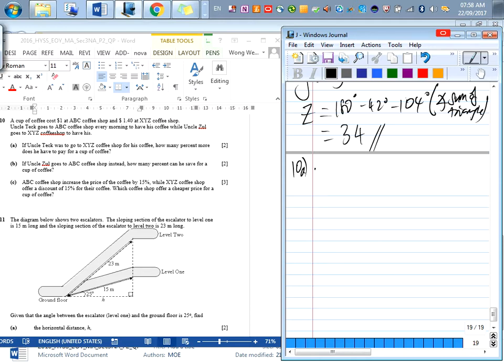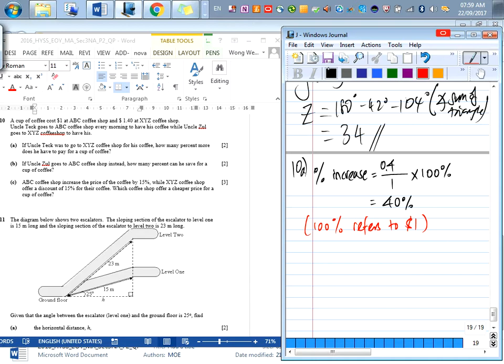Okay, so percentage increase is going to be 40 cents or 0.4 over, initially it was $1, right? Divided by $1 times 100%. This will give us 40% increase. Okay? So where is my 100%? Just a side note, 100% refers to the $1.